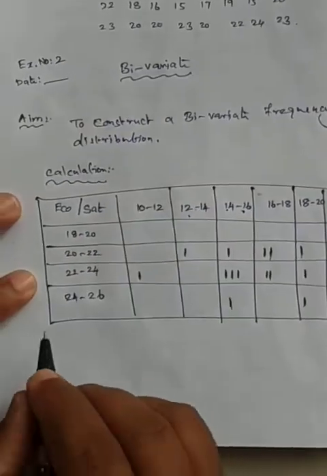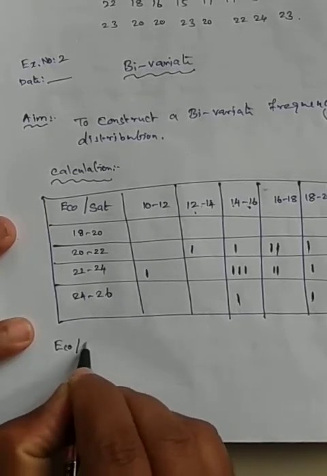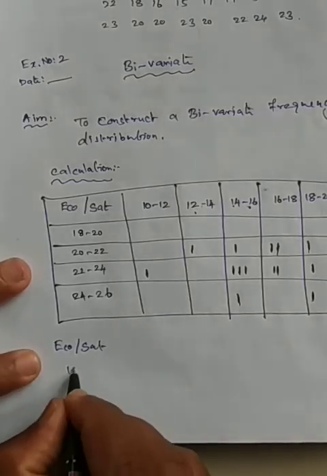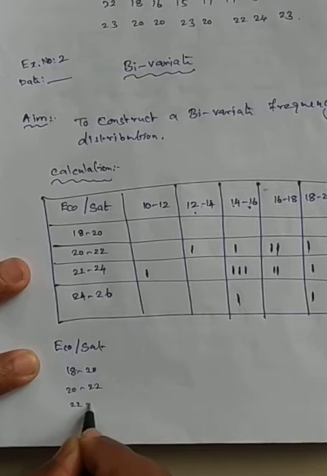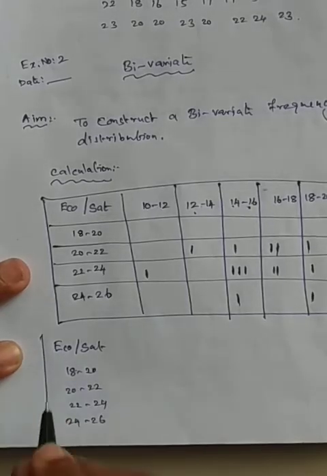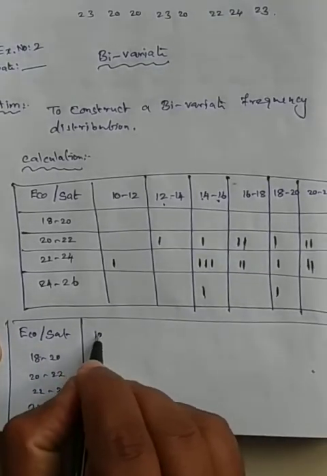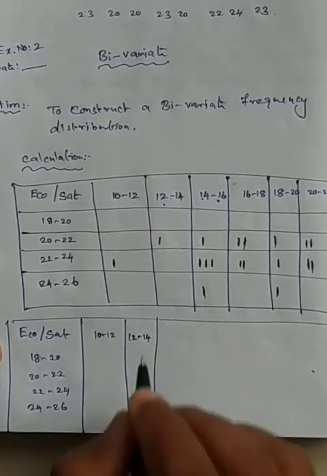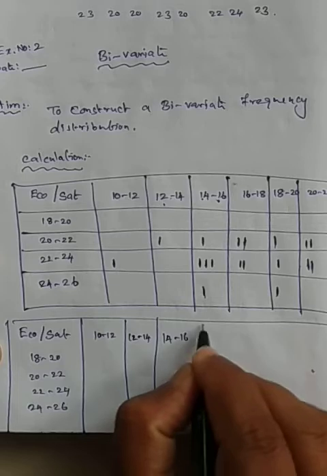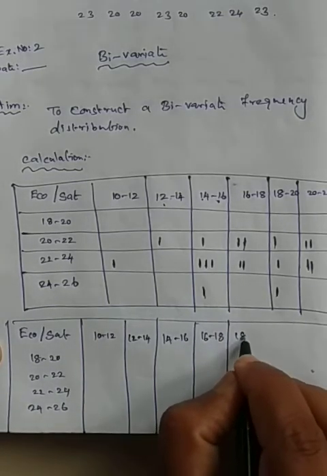Now the same thing you are going to write here. Same strategy, economics and stat. Here what is coming? 18 to 20, 20 to 22, 22 to 24, 24 to 26 will come. So now here we are going to write 10 to 12, 12 to 14, 14 to 16, 16 to 18, 18 to 20.